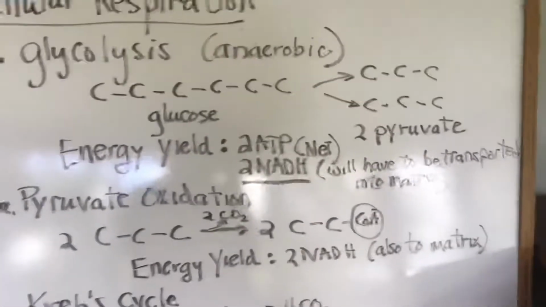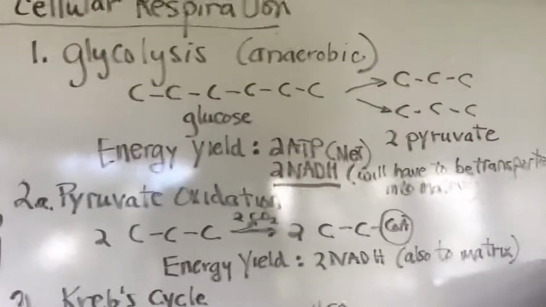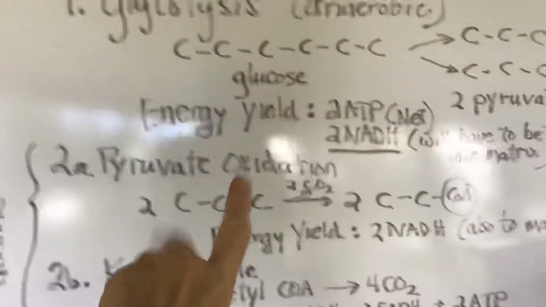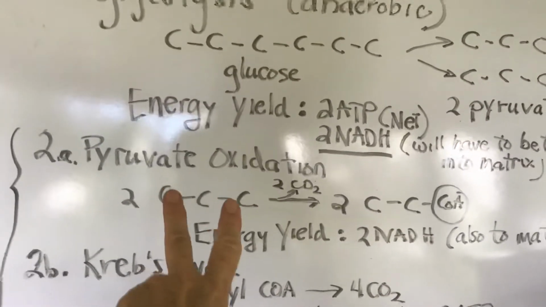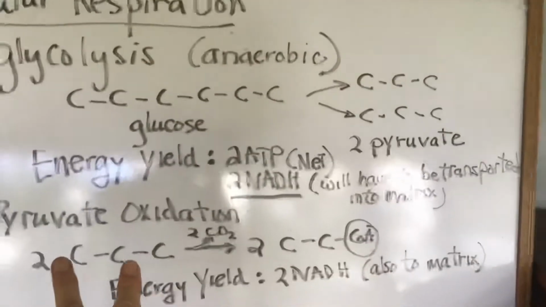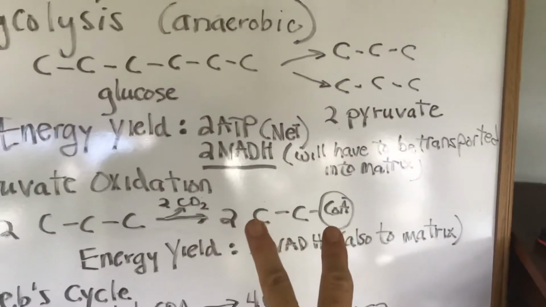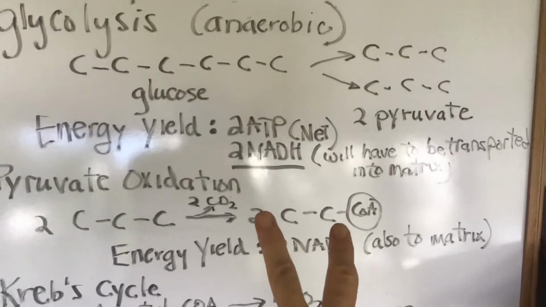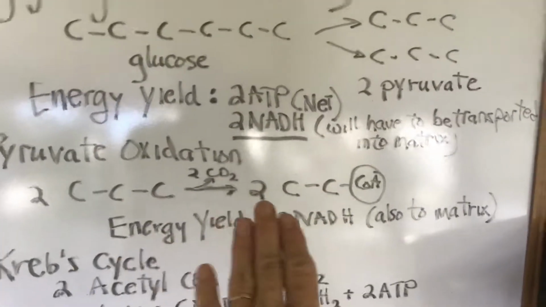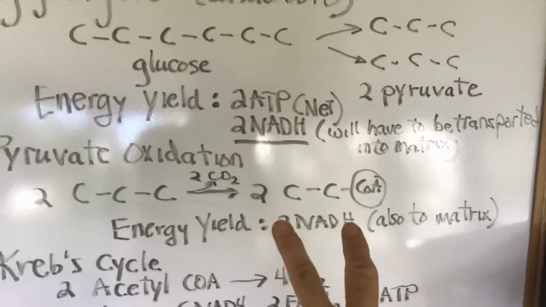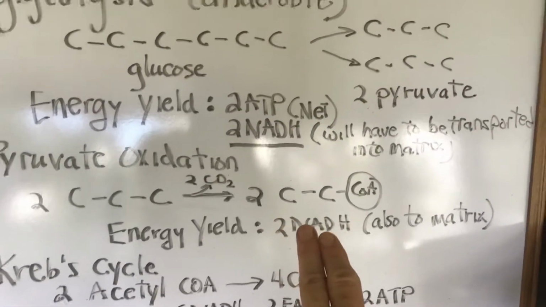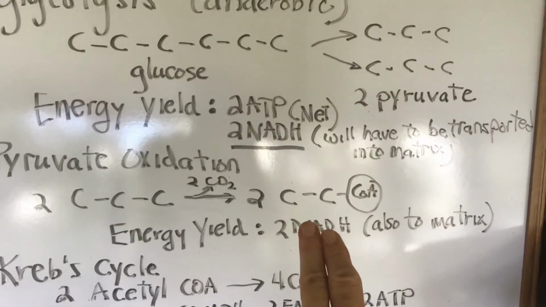I forgot to write those 2 terms there. Anyway, this right here is 2 pyruvate molecules. Pyruvate, remember, was spelled that way. And these are called acetyl-CoA. And then what's going to happen is I get 2 more molecules of NADH, which are carrying excited electrons.